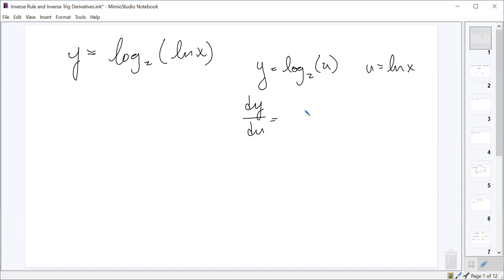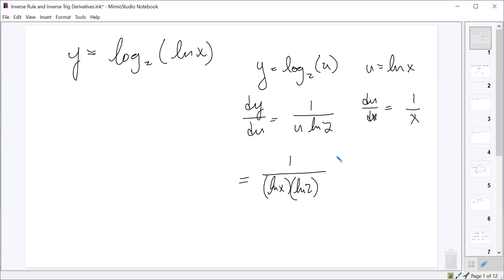So we have a rule for that. That's 1 over u times the natural log of the base. So 1 over u times the natural log of 2. And then we have a rule for finding du dx. If u is natural log of x, that's just 1 over x. And then those get multiplied together. So we end up with 1 over u, which was natural log of x, and then times the natural log of 2, and then times x.